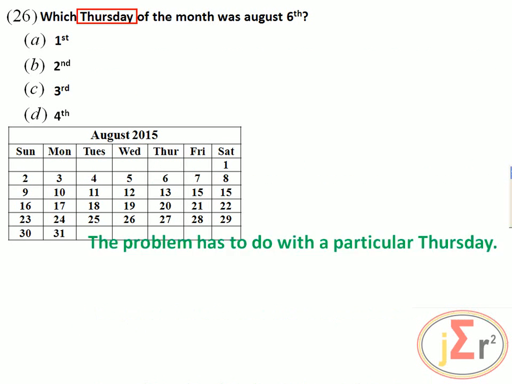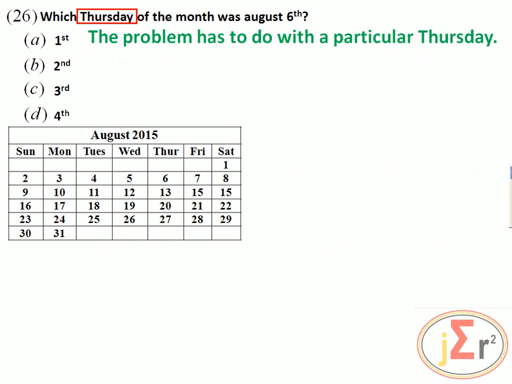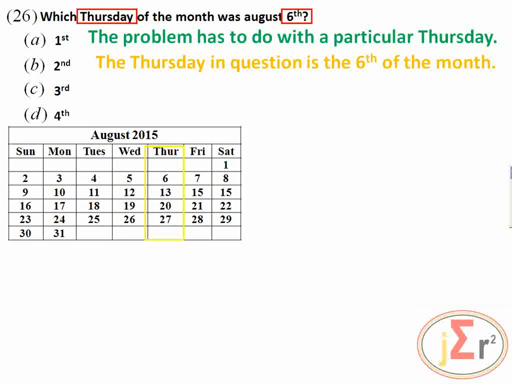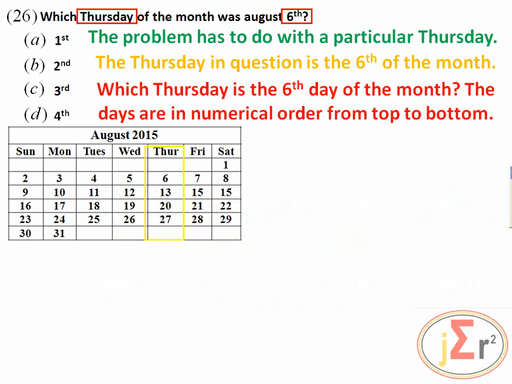Thursday. The problem has to do with a particular Thursday. We are highlighting all of the Thursdays right there. And the Thursday that we are interested in is the Thursday that is on the 6th day. Which Thursday is the 6th day of the month? The days are in numerical order from top to bottom. So we have Thursday, and the Thursdays in the month are the 6th, the 13th, the 20th, the 27th. Those are all of the Thursdays that are in the month.